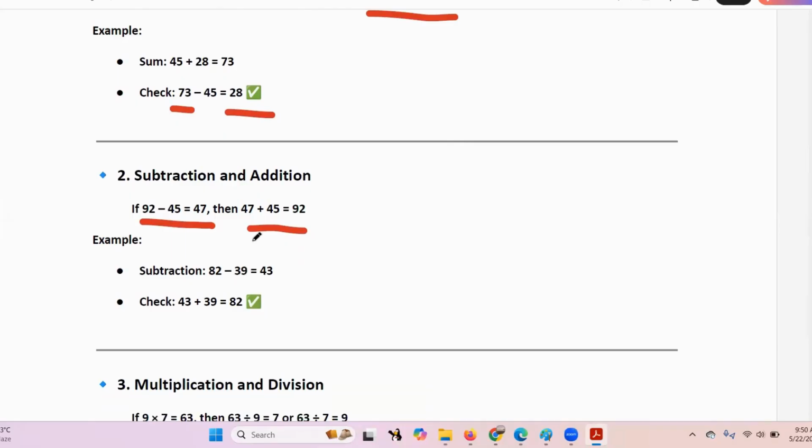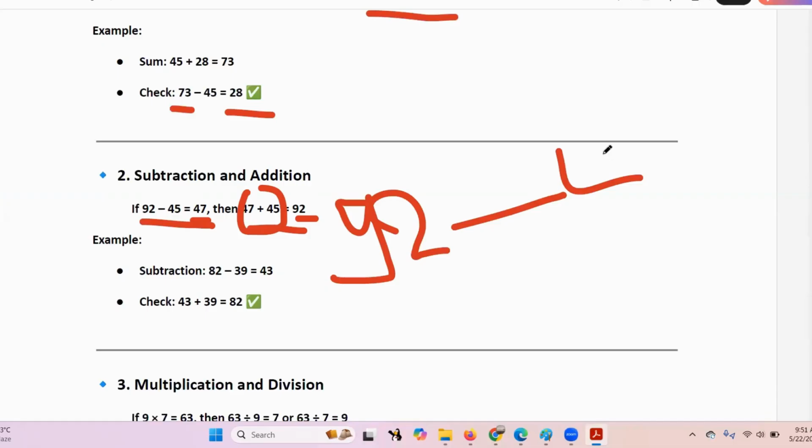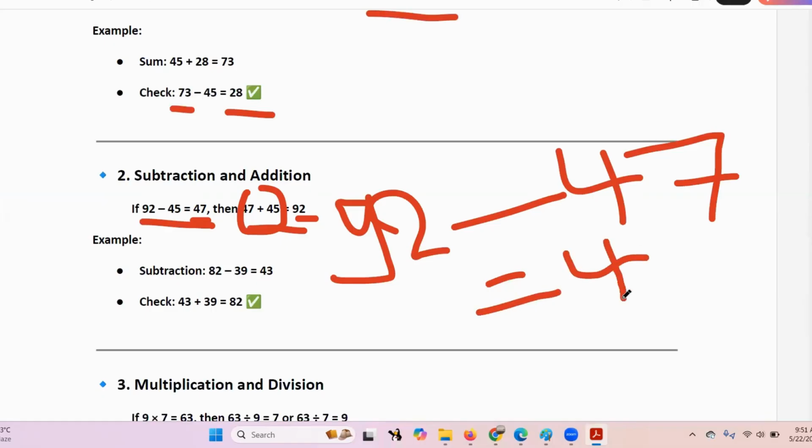Yes, you can go two ways. That's why it is given. Here it is a plus: 47 plus 45 equals 92. You can do 92 minus 45 equals 47. Otherwise, you can do 92 minus 47, and that is equal to 45. Both ways you can check.